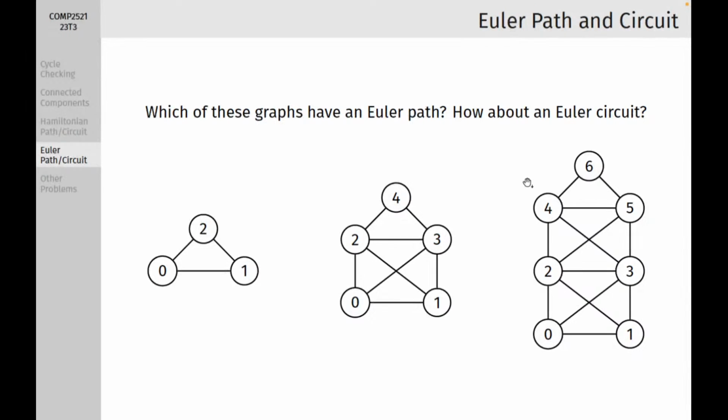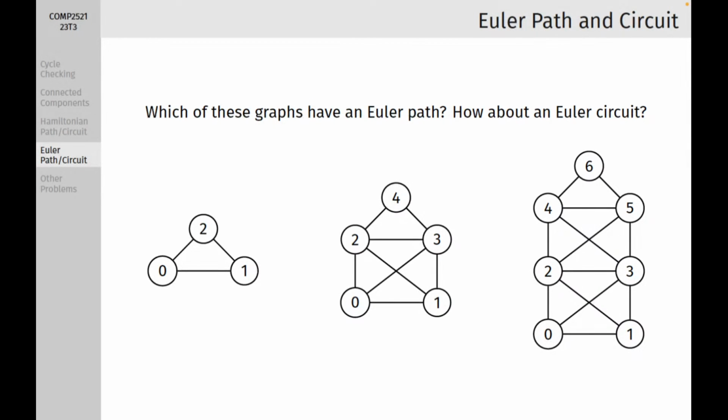And how about this graph on the right? In this graph, vertices 0 and 1 have a degree of 3, and vertices 2 and 3 have a degree of 5. That means we have 4 vertices with odd degree, so we don't have an Euler path, and we don't have an Euler circuit.